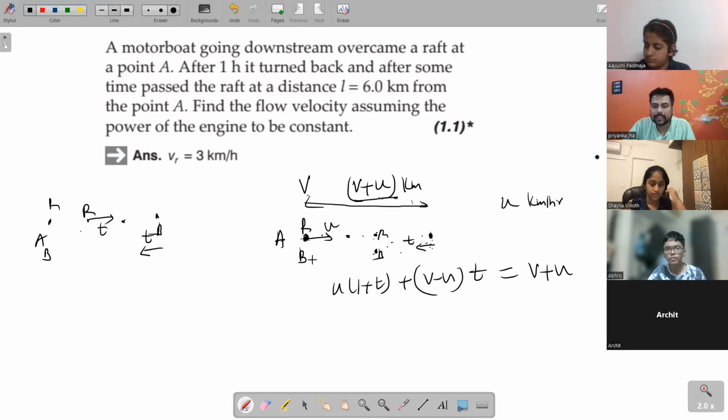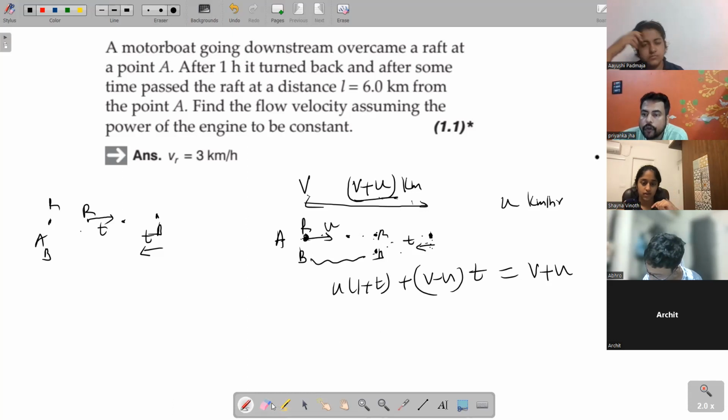And one more thing. This is 6 kilometer. So for the initial speed, wouldn't it be U plus V? U plus V into 1 plus T. Yes, I took V plus U. So in 1 hour, the boat will travel speed into time, so V plus U into 1. Okay, fine.